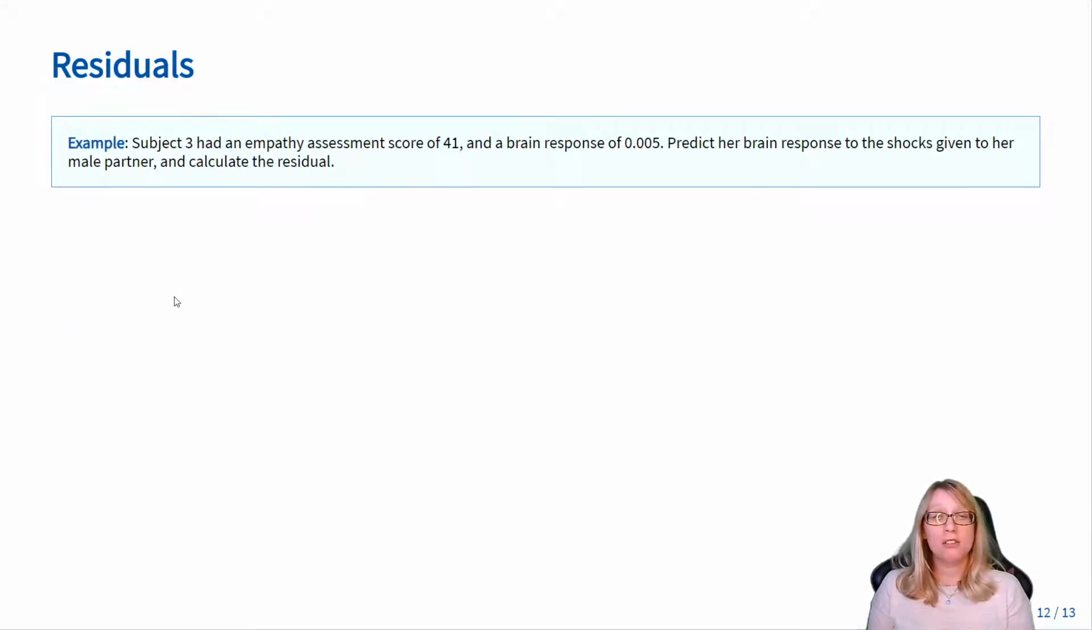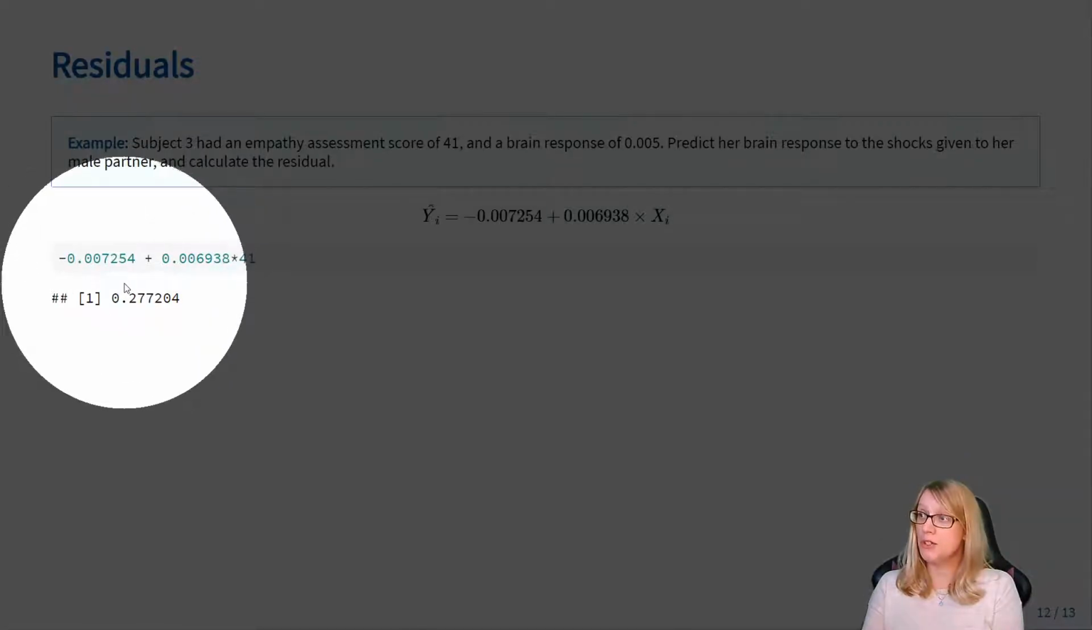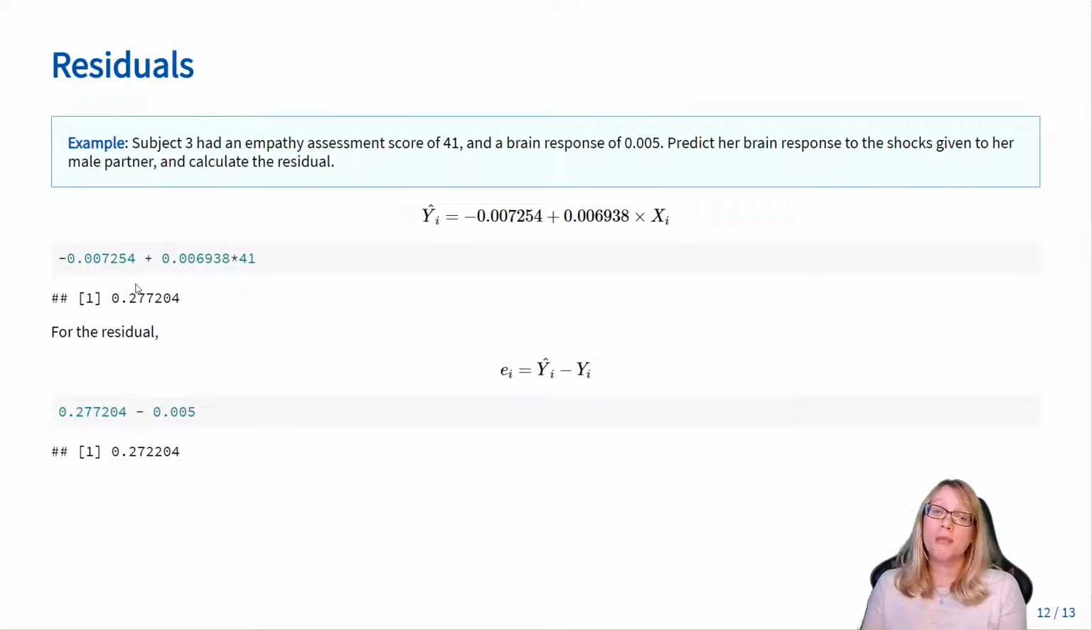Now let's take a look at subject 3. Subject 3 is a little bit more unusual in this study. Subject 3 has a lower empathy score, 41, and a brain response of 0.005. So this indicates that she had almost no brain activity in the area that feels pain when she was watching her partner be shocked. So let's calculate our prediction. Again, plugging 41 in for x, we get a predicted value of 0.277. We very much over-predicted how this subject would react. Our residual is about 0.272. Sometimes these residuals will be quite large, sometimes they will be quite small.